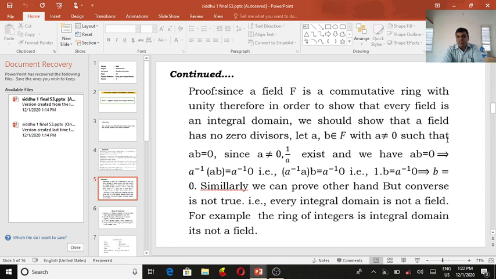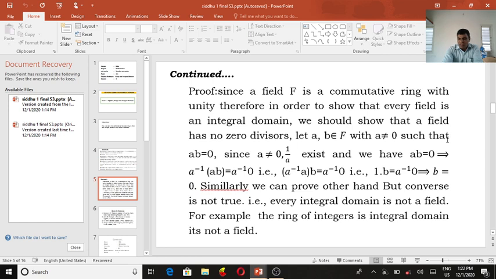Since F is a field, F is a commutative ring with unity. In order to show that every field is an integral domain, we must show that a field has no zero divisors. Take a, b in F, elements of the field F, with a not equal to 0. If a is not equal to 0, then a inverse exists.